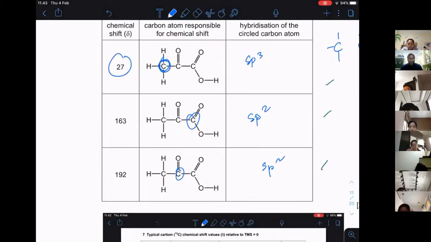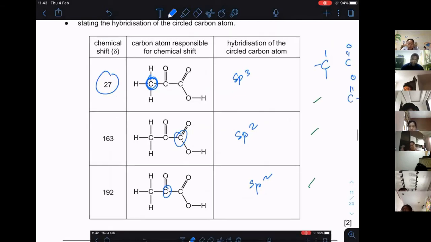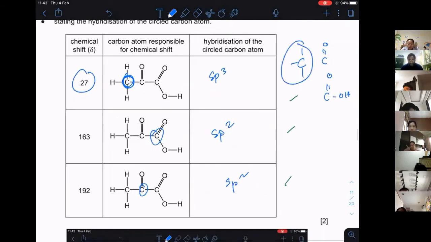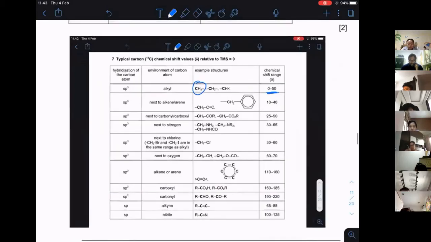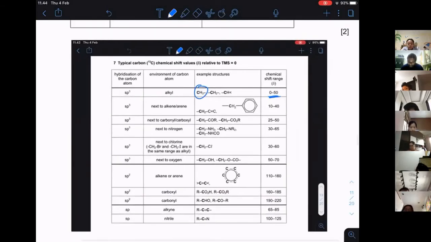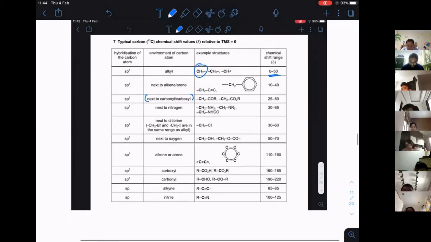Okay, let's say this one is done. Now C double bond O. Let's look for C double bond O. It can be next to a carbonyl or carboxyl group, or it can be directly a carboxyl group.